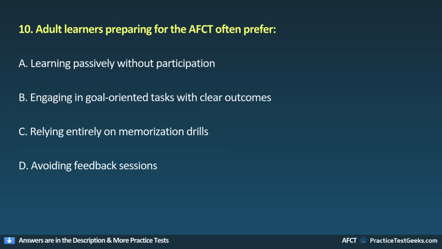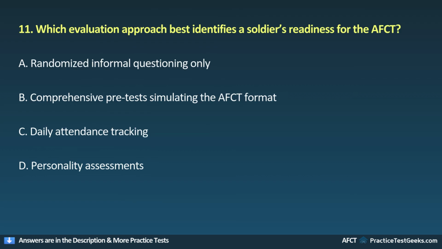10. Adult learners preparing for the AFCT often prefer A. Learning passively without participation. B. Engaging in goal-oriented tasks with clear outcomes. C. Relying entirely on memorization drills. D. Avoiding feedback sessions.